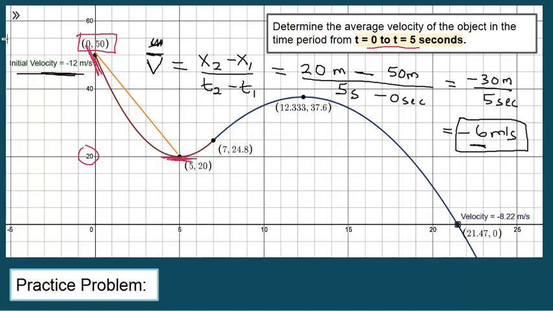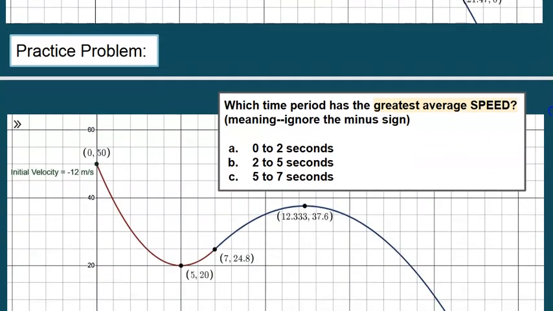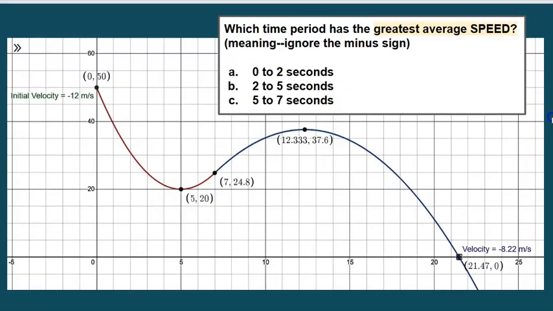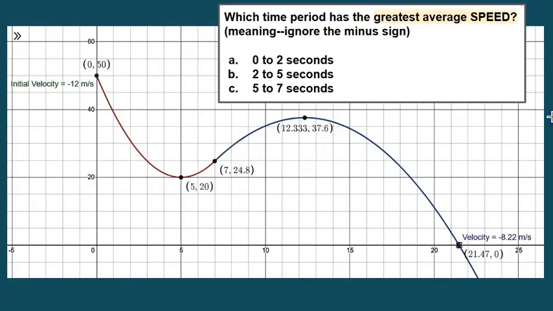Okay, so far, average velocity, slope of the connecting line. I'm guessing that you're all strong at taking slopes. Hopefully we're just putting some physics words to some math that you already know. All right, try this question. Which time period has the greatest average speed? Your options are 0 to 2, 2 to 5, and 5 to 7. They're not even time intervals, but that's okay. You can still define an average.